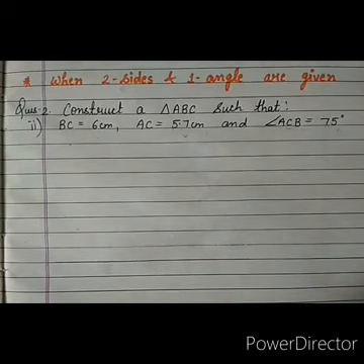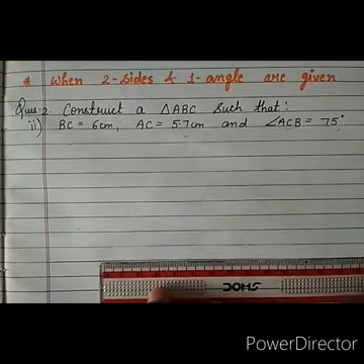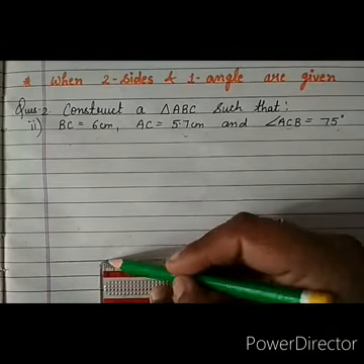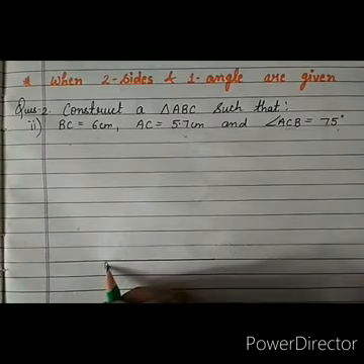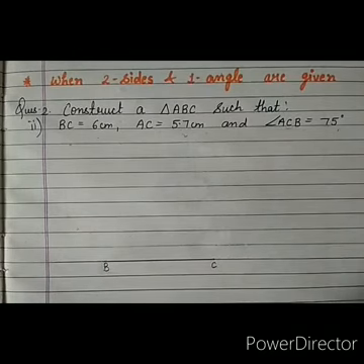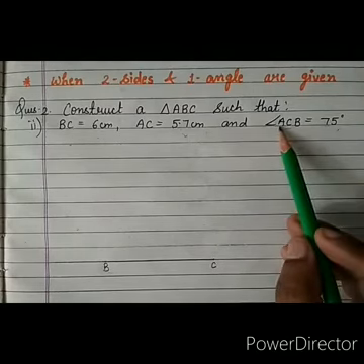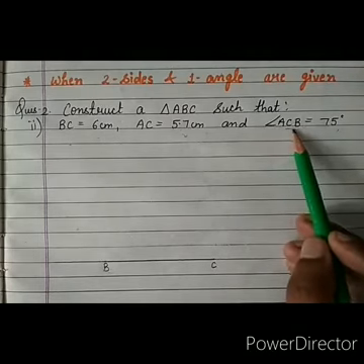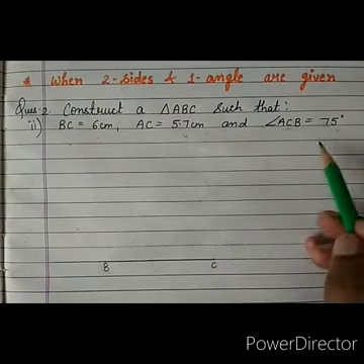So in order to construct a triangle, first of all we have to construct a base, which is the longest side of the triangle. So here the longest side of the triangle is BC, 6 cm. So here first of all we have to construct 6 cm and name it BC, which is the base of the triangle. Now we have to construct an angle of 75 degrees because it is given angle ACB, and the vertex of this angle is C.